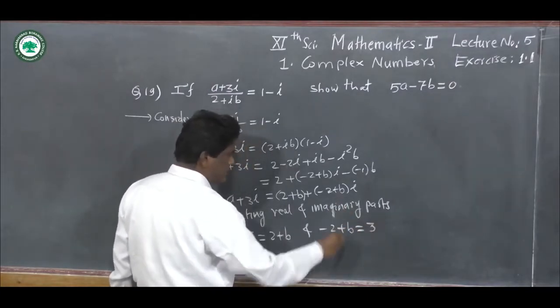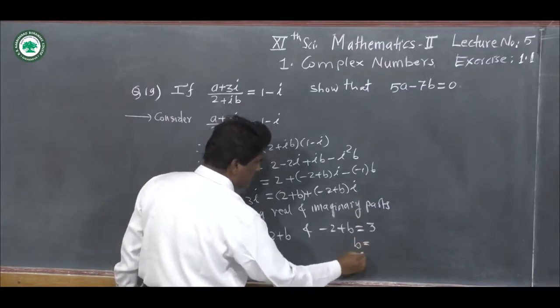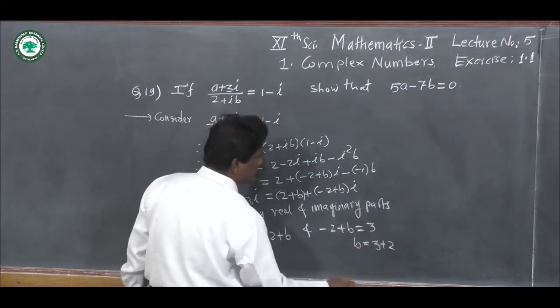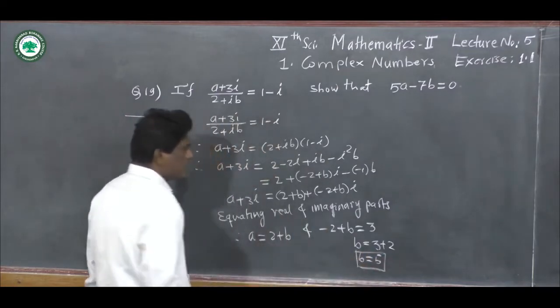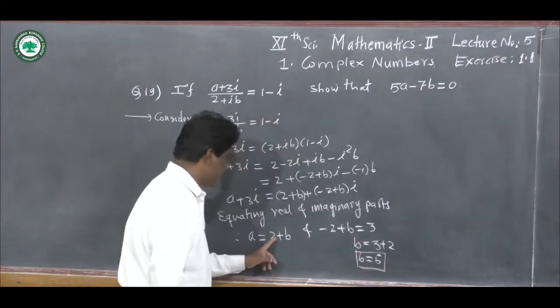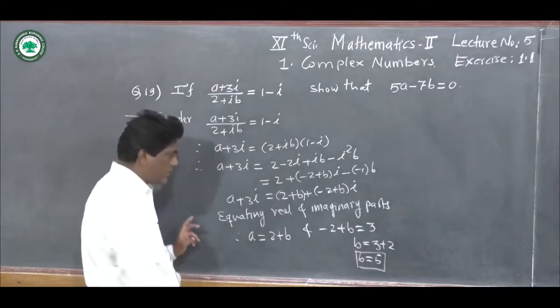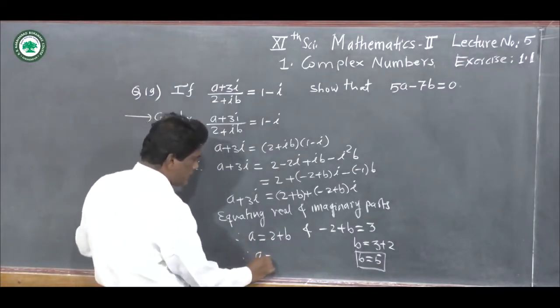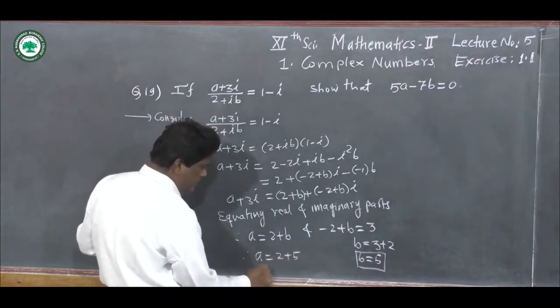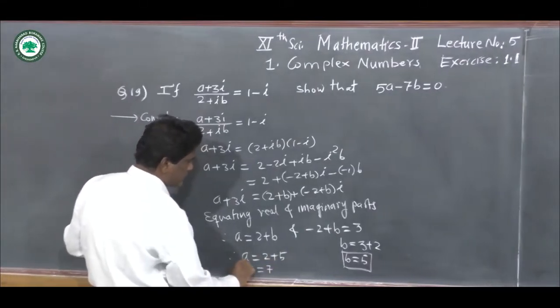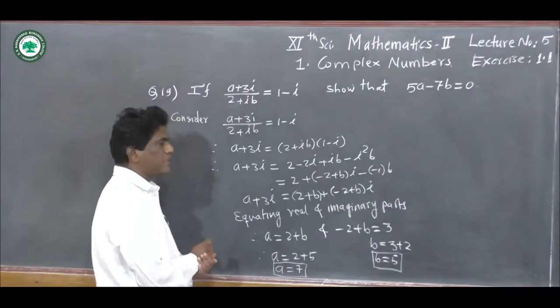So carry this -2 to the right hand side, so b = 3 + 2, and therefore b = 5. So we get b as 5. Now put the value of b in this equation, we get the value of a, and therefore a = 2 + b, here b is 5, 2 + 5, that is 7, so a = 7. So we get a as 7 and b as 5.